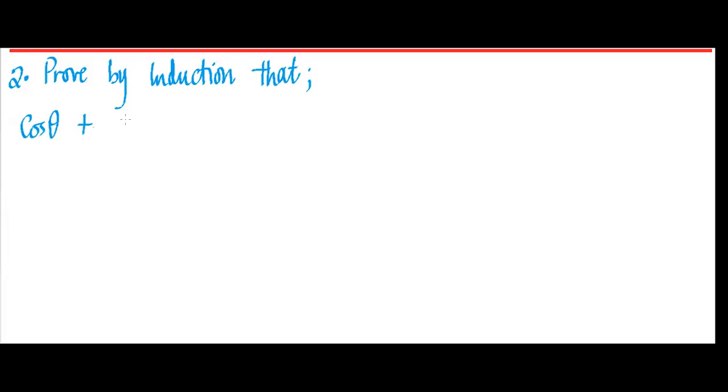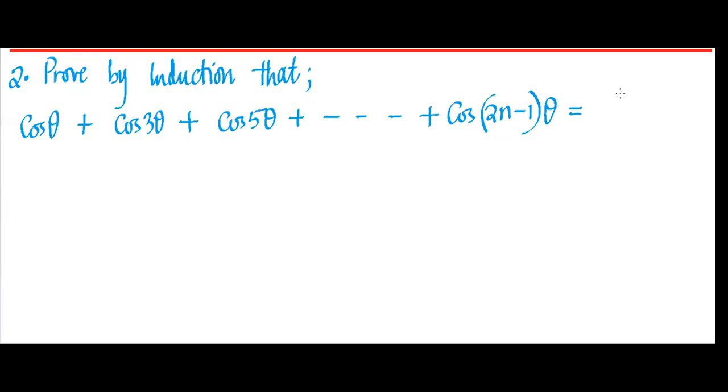cos theta plus cos 3 theta plus cos 5 theta and so on up to the nth term, which is cos of 2n minus 1 theta, is equal to the sine of 2n theta divided by 2 the sine of theta. That's our next example.